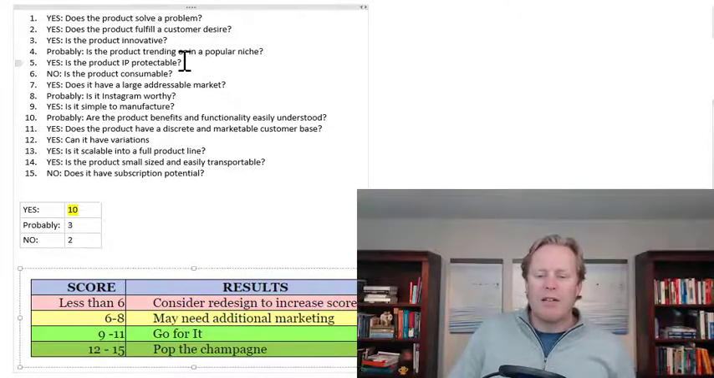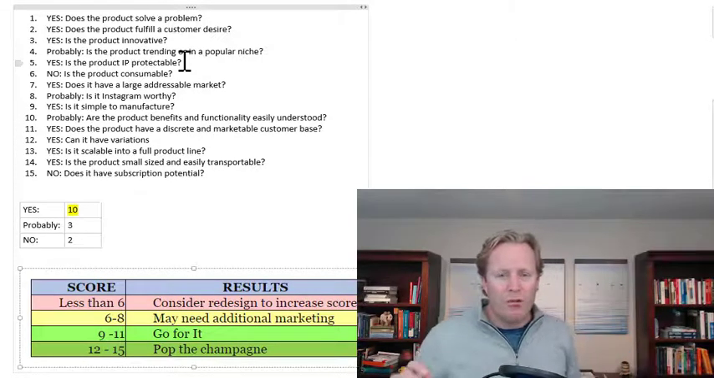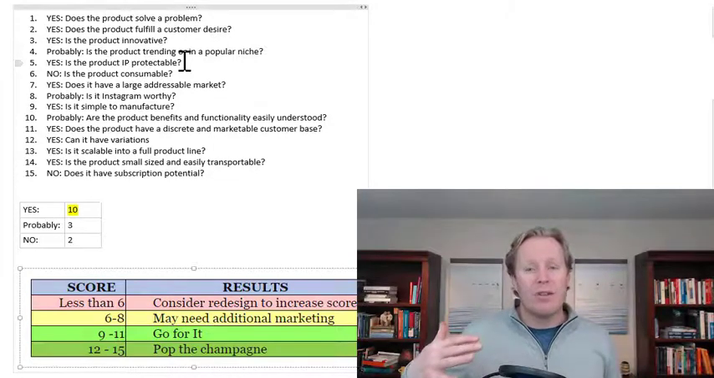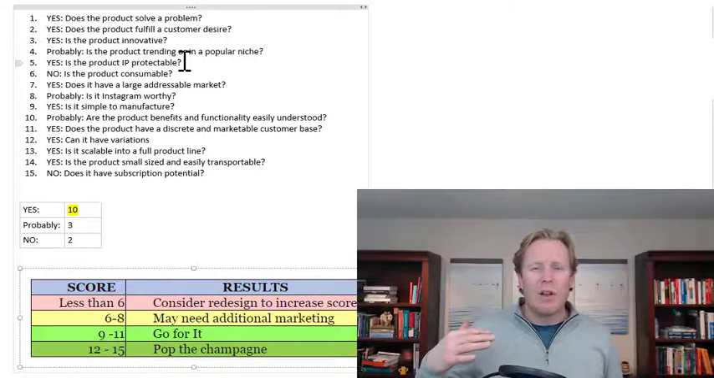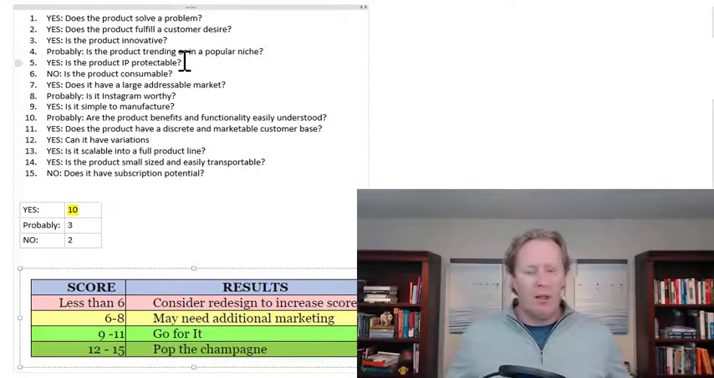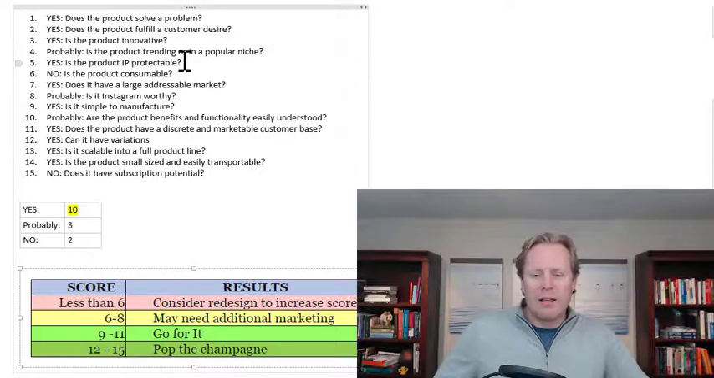Is it simple to manufacture? The answer to this is yes. Now there's a caveat that I've learned that some of what I'm doing is a little bit more expensive to do. But is it simple? Yeah, it's simple. There's a lot of products out there that have different features that I'm combining in a new way, and it's simple to manufacture. So that's also a yes.